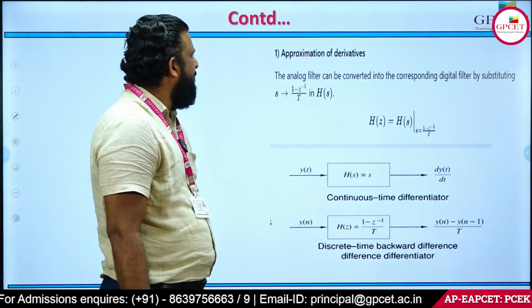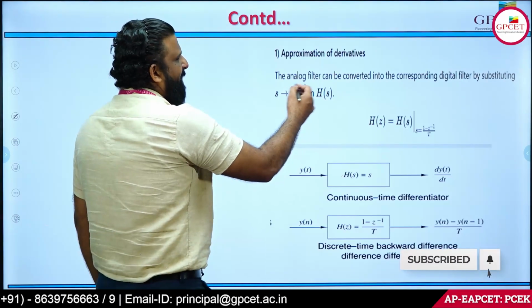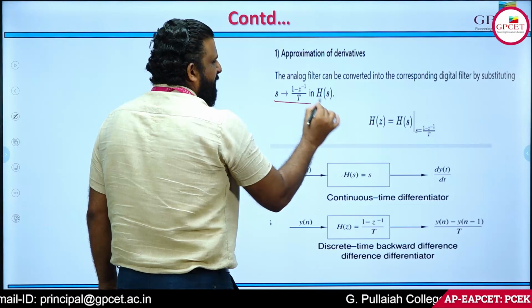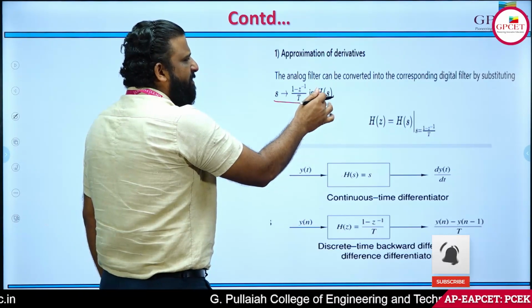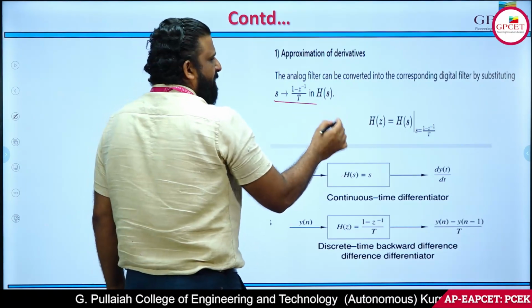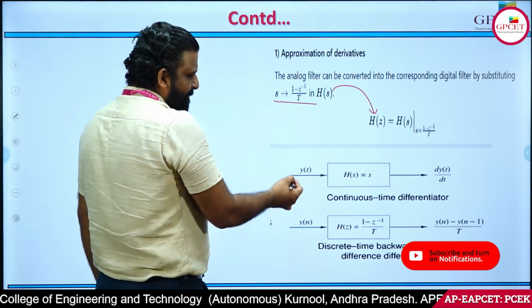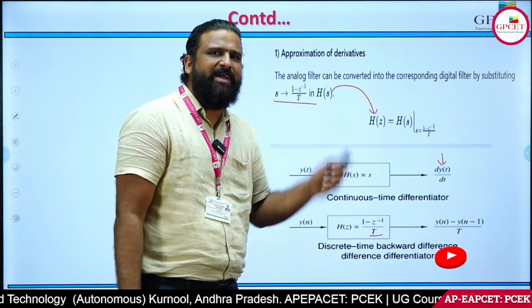So we will have a smaller problem. See here, the analog filter can be converted into the corresponding digital filter. How? By substituting, in the place of s, 1 minus z inverse by t. Where do we need to substitute? In the transfer function of the analog filter. After substituting this, it will be converted into H(z). Clear? So how are we going to convert? Just by substituting in the place of s, that is 1 minus z inverse.